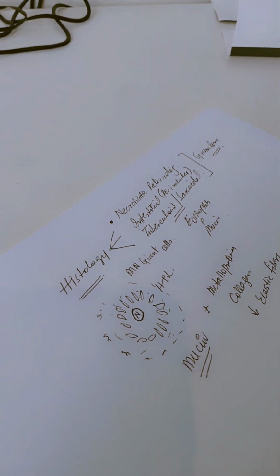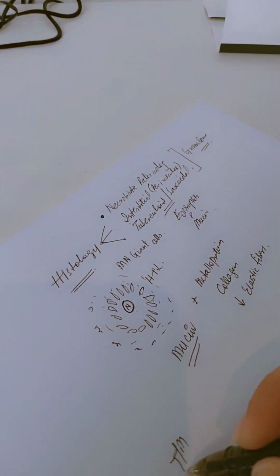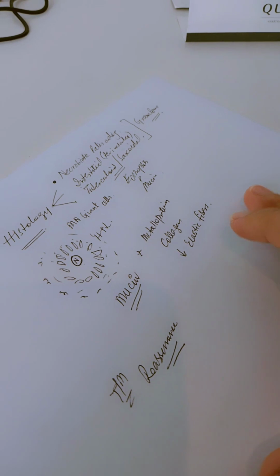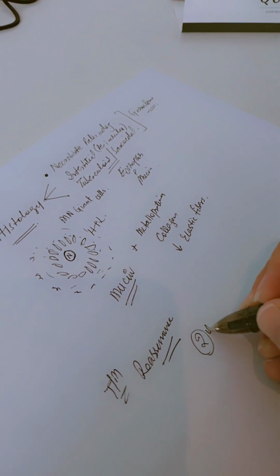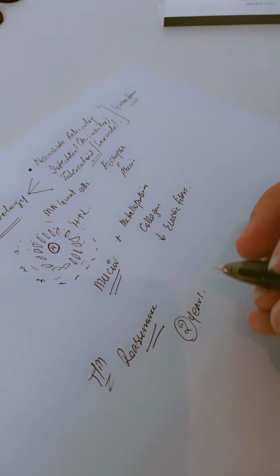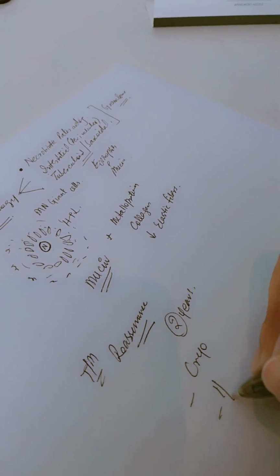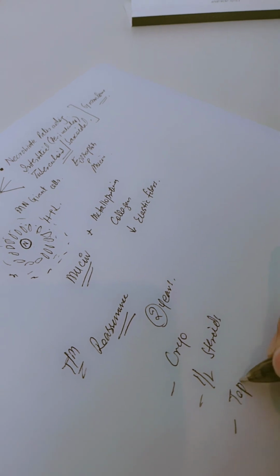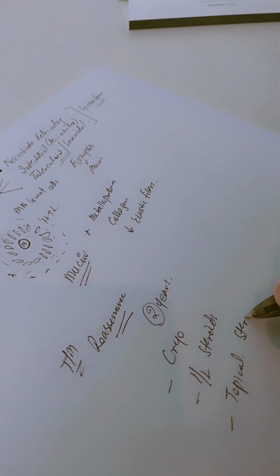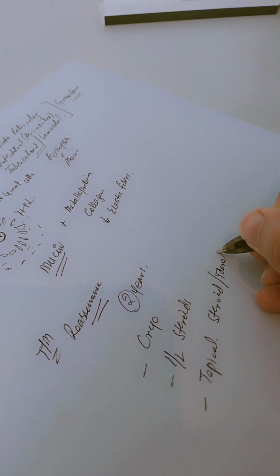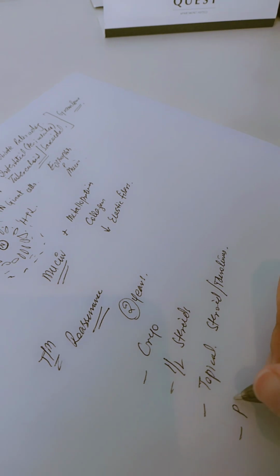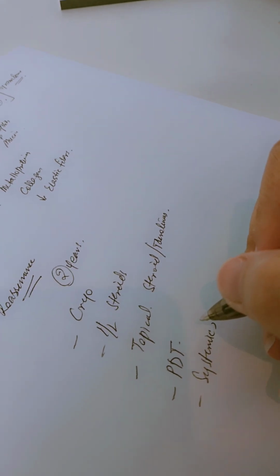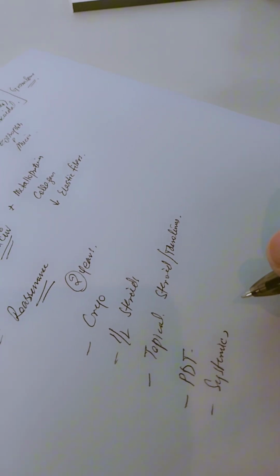Next, we talk about the treatment of granuloma annulare. Treatment is very simple: reassurance. Most granuloma annulare resolves on its own within 2 years. Other treatment options you have are cryotherapy, intralesional steroids, topical steroids, topical tacrolimus, topical pimecrolimus, then photodynamic therapy, and systemics. Among systemics, you have methotrexate, cyclosporin, antimalarials, fumaric acid esters, and many more.